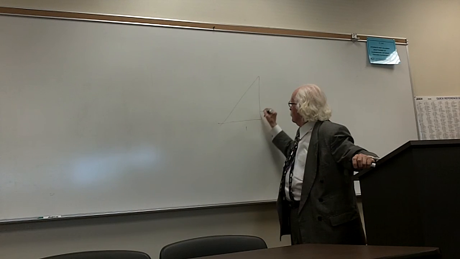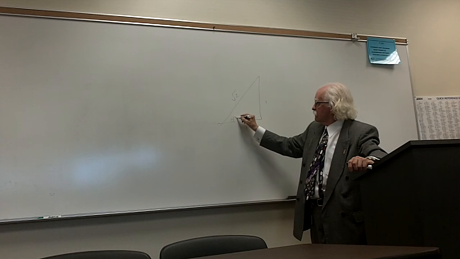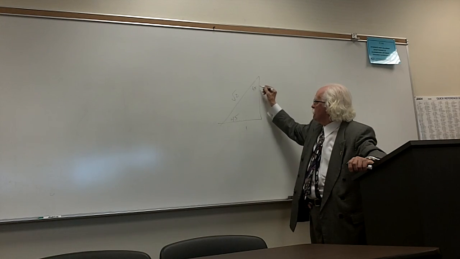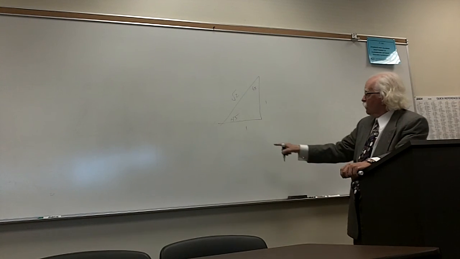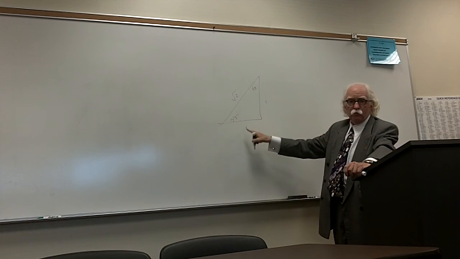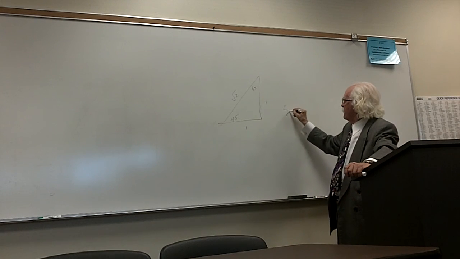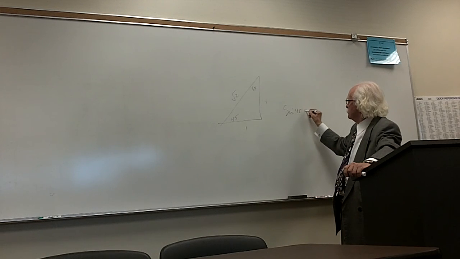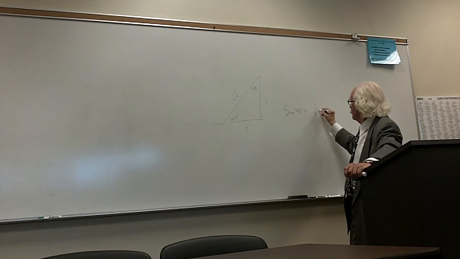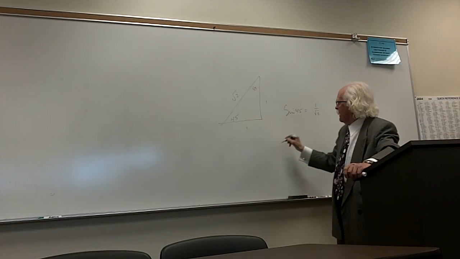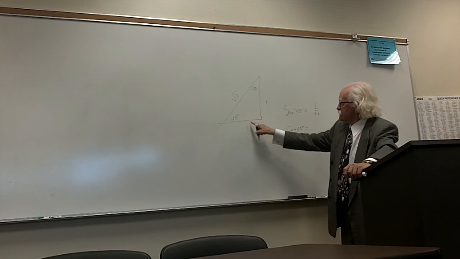Well, this would be what? This would be 45, right? That would have to be what? 45. Right. So, the tangent of 45 is 1, because 1 divided by 1 is 1. The sine of 45 degrees is this divided by this. The cosine of 45 degrees is this divided by this.